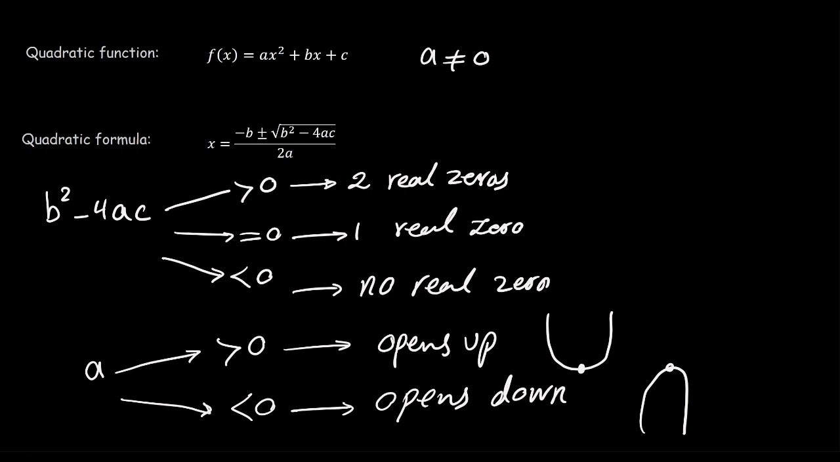Now I want to go over some questions, and while solving them, I'll tell you how you can find the max or minimum point, which we call the vertex, how we can find the axis of symmetry, and find the maximum or minimum value for a quadratic function. The first question: we have a quadratic function g of x, 2x squared minus 5x minus 3, and we want to find x-intercepts by factoring.